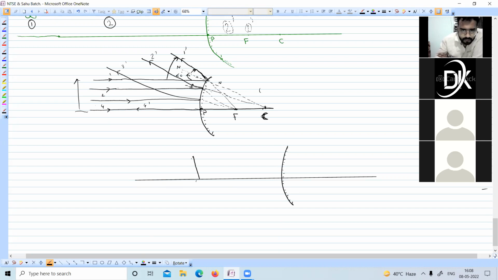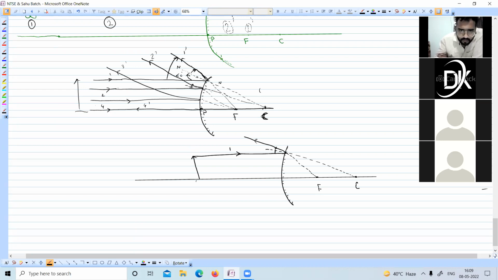Suppose this is the object, incident ray, point of incident. Clear? Now we very well know the center of curvature, and we will draw the normal intersecting at the center of curvature. This is the angle of incidence, angle of reflection, equal angle, and the reflected ray is produced back. What we are getting, this is the focus.